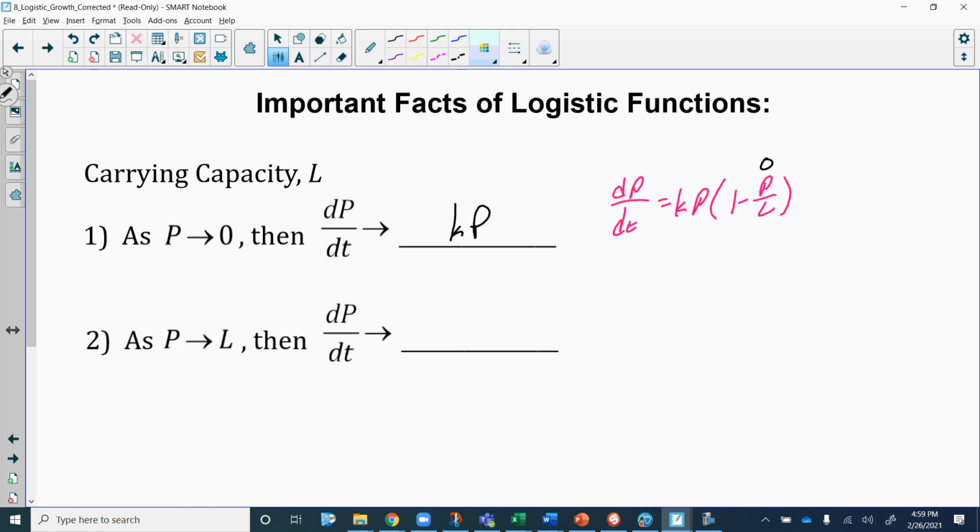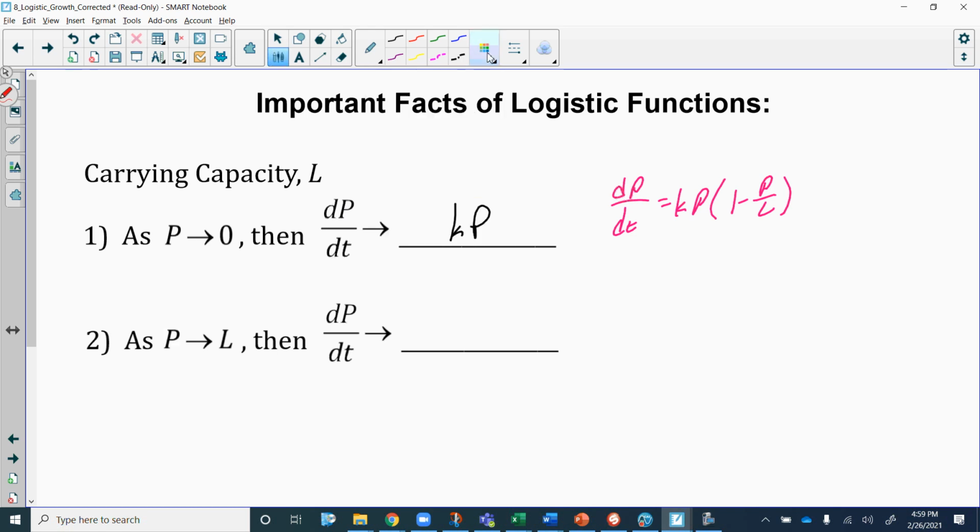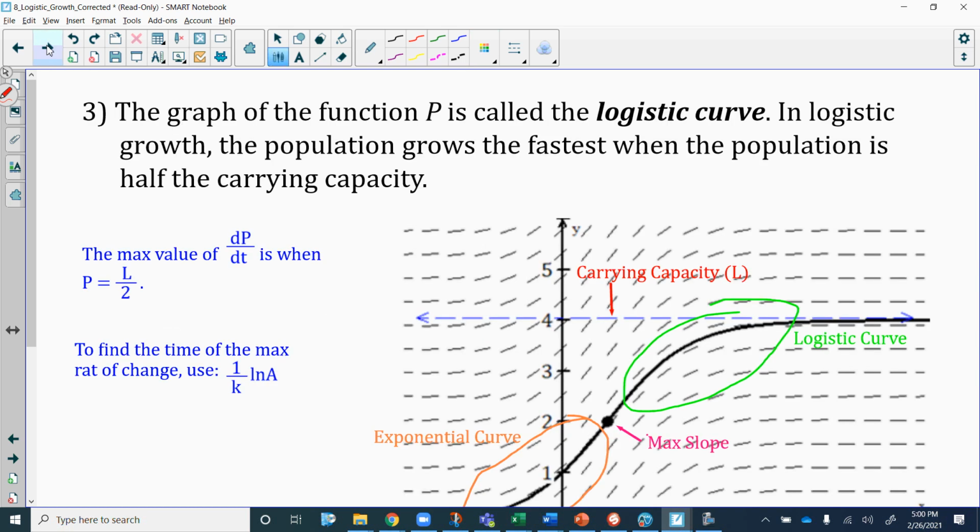Now, let's say instead, what happens as P approaches L. Well, that's going to give me L over L, which would be 1. 1 minus 1 in the parentheses becomes 0. 0 times k times P is just 0. So as you approach your limiting factor, your carrying capacity, the slope, the solution of your differential equation, approaches 0. And when we look at it on a slope field, it is going to make sense here.